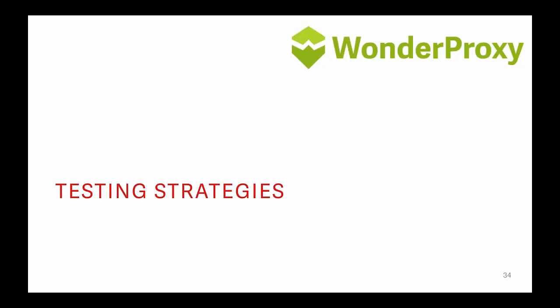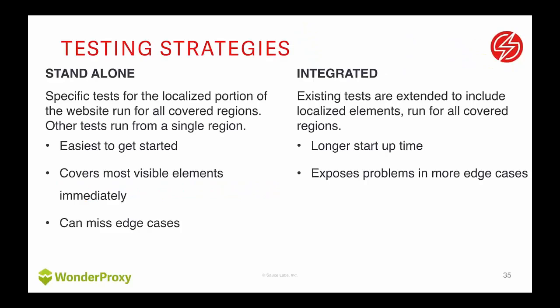As customers get set up with Proxy, we tend to see them move through two different testing strategies. They'll start off using standalone tests, where they've got a specific test that goes in, tests the localized portion of the website, whether that's a banner or the right currency selected by default, runs that test and then ends. So they've got a pool of tests that is testing all of the functionality of their website, and then a pool of tests that test the localization part of the website, and they'll build up the standalone tests to get started. This is really easy to get started with. It'll cover your visible elements, but you can end up missing a lot of edge cases.